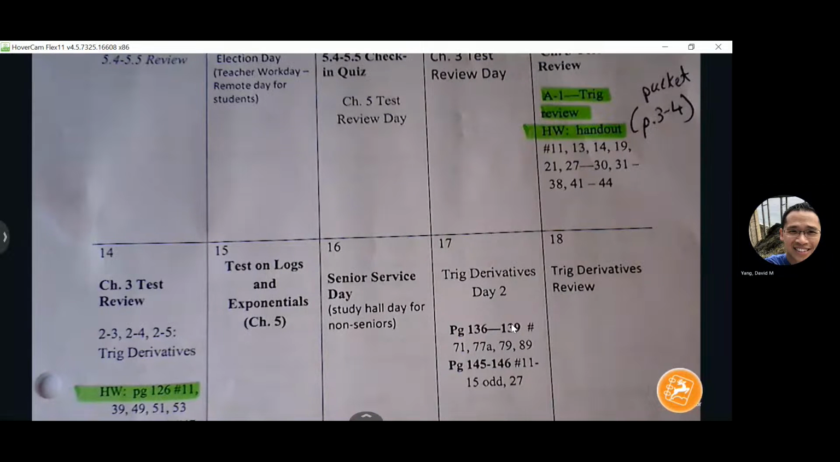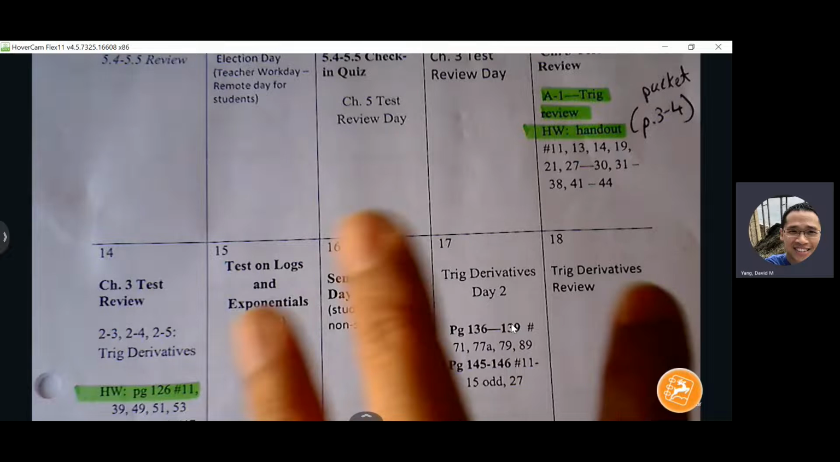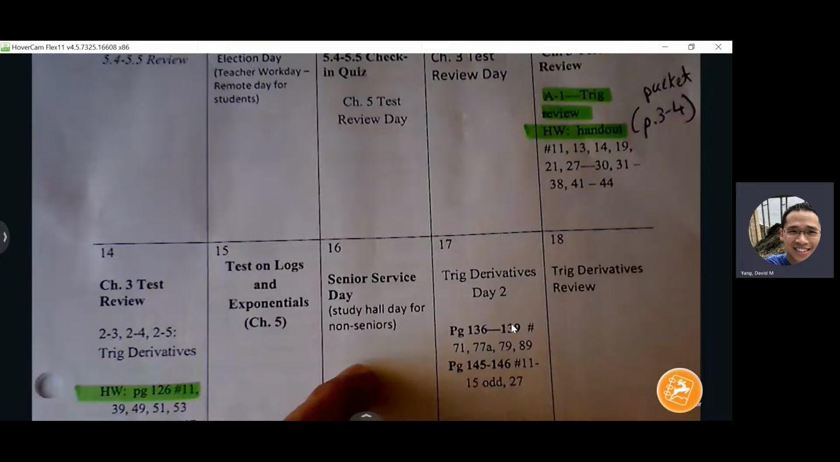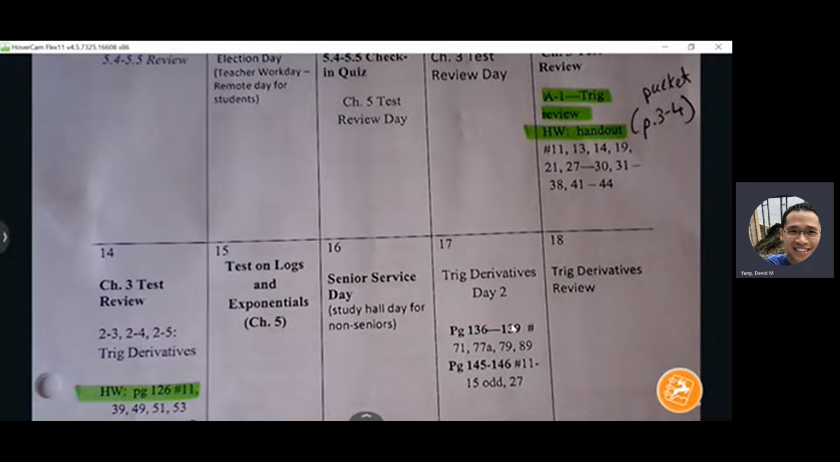Okay, let me go over this week and the week after when we come back from the break. Did we all get the new updated December calendar yesterday? Okay.